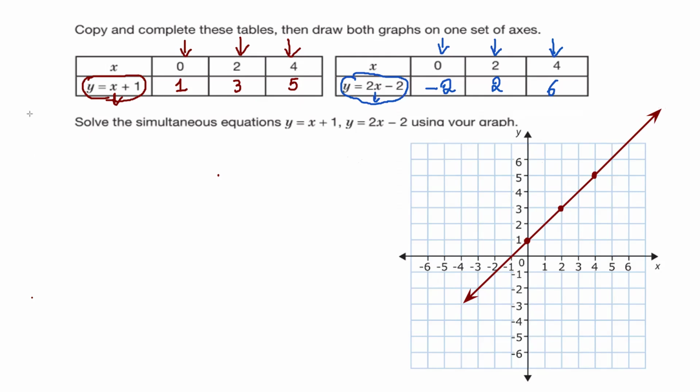That is my first line. Let's graph the second line as well, which is y equals 2x minus 2. The first point, 0 and negative 2, that is your first point. Then 2 and 2, that's the second point. 4 and 6, that is your third point. As well, if I graph it and it didn't form a straight line, it means I have something wrong. Okay, with this, let's extend it from the other side as well.